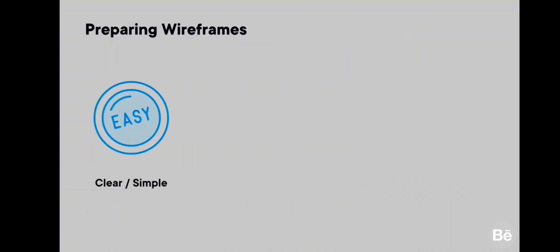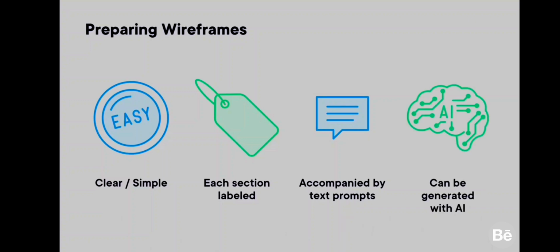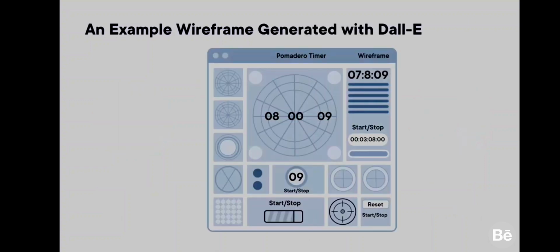The best wireframes to provide for DALL-E are those that are clear and simple. Each section of the wireframe should be labeled, indicating its general purpose. You should accompany any wireframes that you want to create prototypes with text, describing what's in the diagram and how ChatGPT and DALL-E should interpret it. Interestingly, you can use AI to generate your wireframes as well. But at this point in the technology, if you have humans that are up to the job, you might find that they do a bit better with wireframe generation.